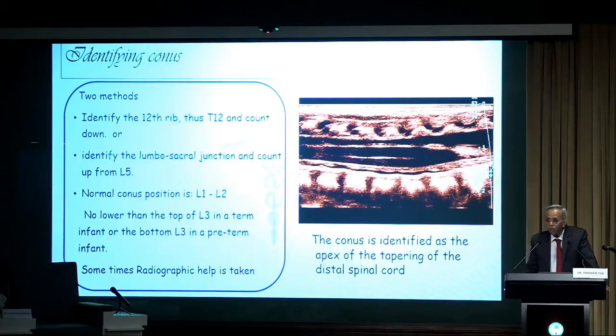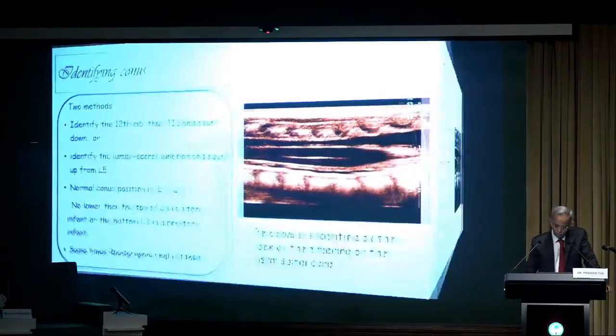And how are we going to evaluate? We are going to evaluate by taking an axial section right from the cranial region to the caudal region, or you can identify the 12th rib, which identifies T12, and gradually come down, or you try to identify L5 and go up in order to evaluate the conus. So these are the two things that we follow in identifying the conus. Not only that, sometimes we may take even the radiological help in evaluating the conus.